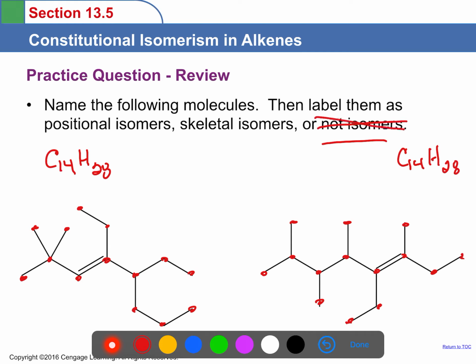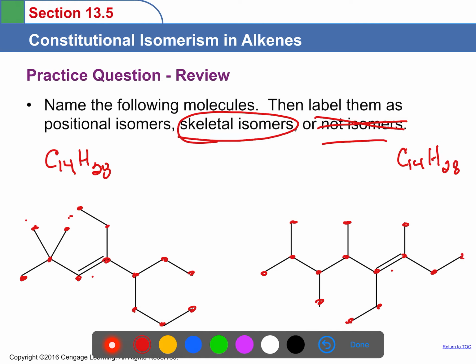If we look at this, we see the double bond does move. Our groups are different. Here I've got 2 methyls on something, depending on where my longest chain is, which is something you're going to find out. So it's not the same structure with just the double bond moved. So these must be skeletal isomers.